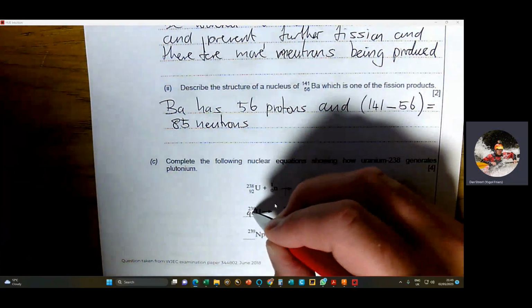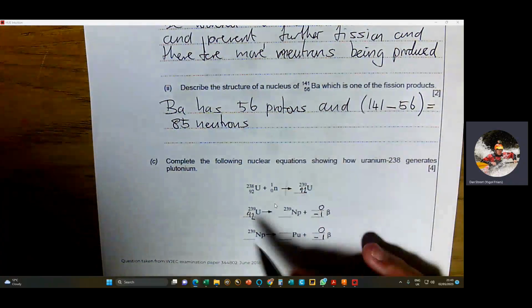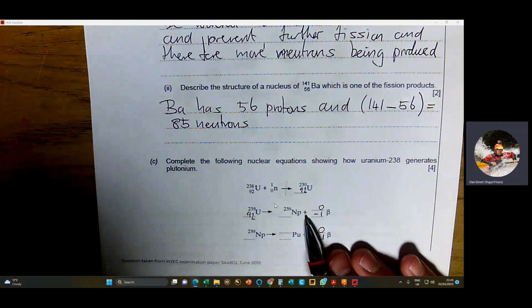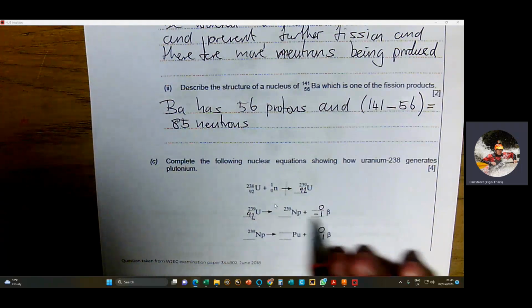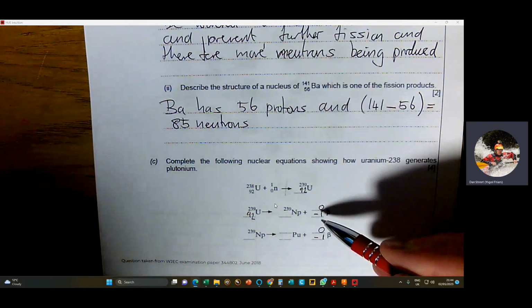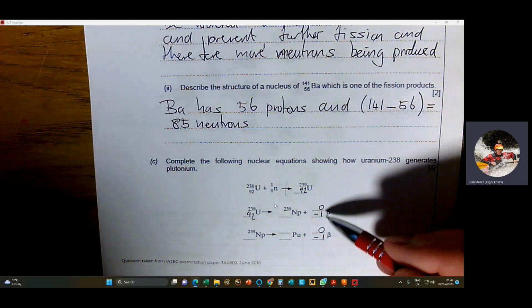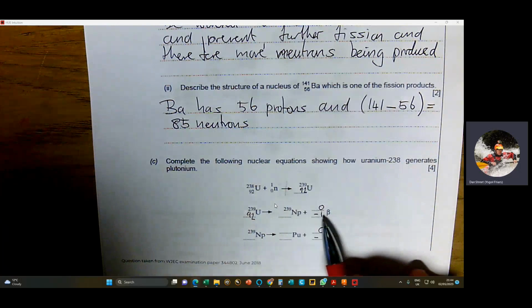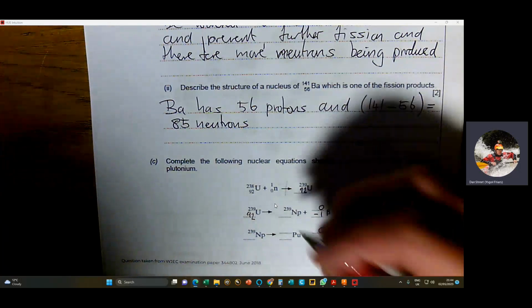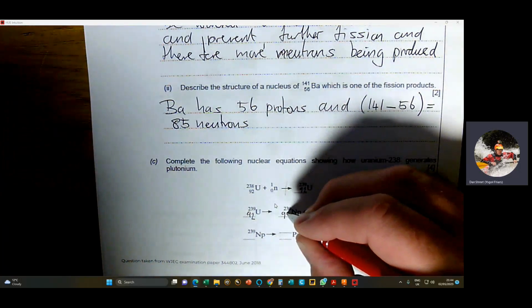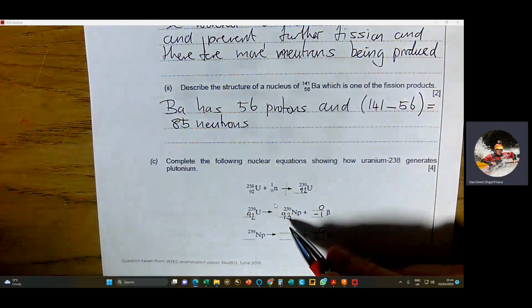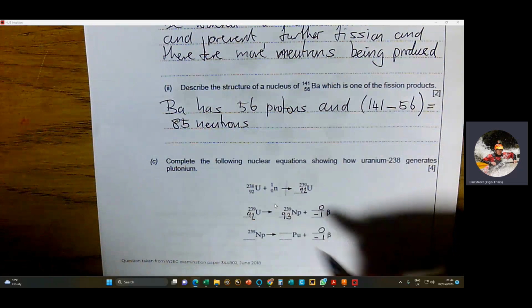So that's a 92. Okay, so once we've got that 92 there, we need to make sure that on this side of the arrow, there's also an atomic number of 92. Now the only information we've got is that that's a -1, so you need to ask yourself, what number do I write here that when added to these two numbers together, you get 92? And that would be 93, okay, because 93 add -1 is 92. So that's a 93.